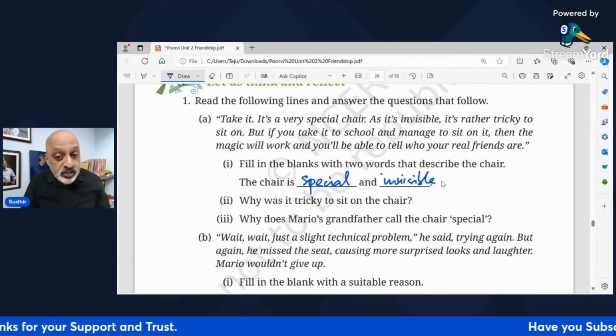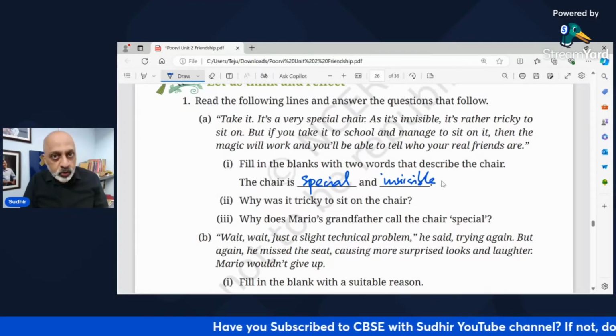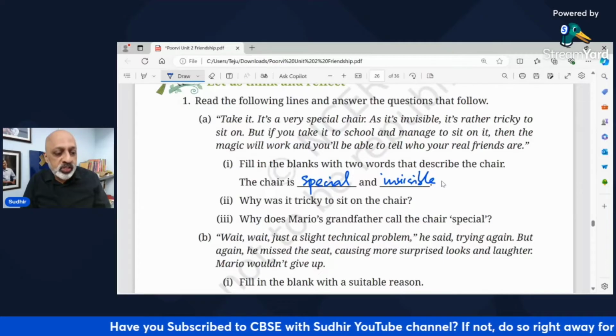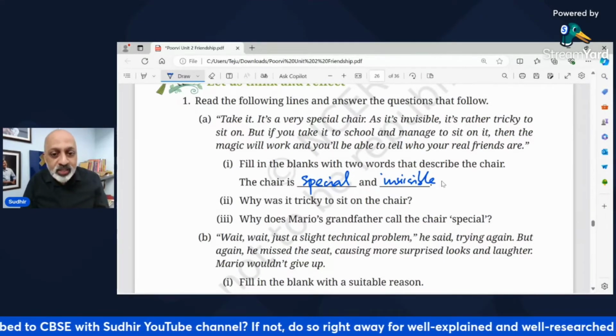Why was it tricky to sit on the chair? Because it was an invisible chair, and since it was not possible to see it, Mario fell down while trying to sit on the chair.